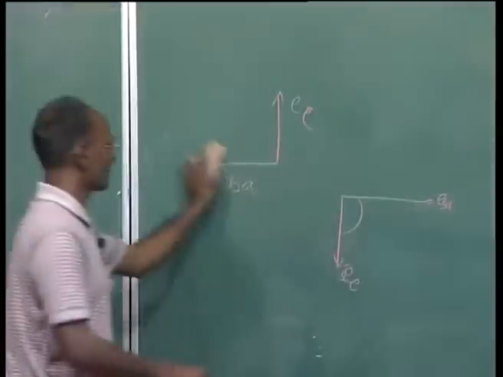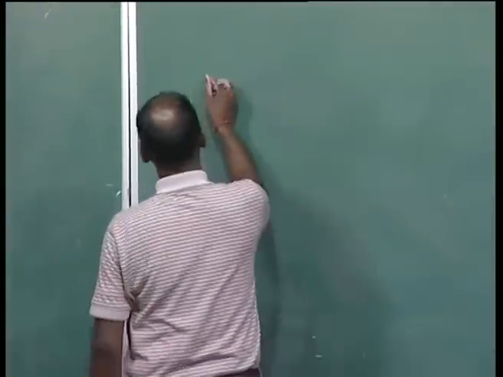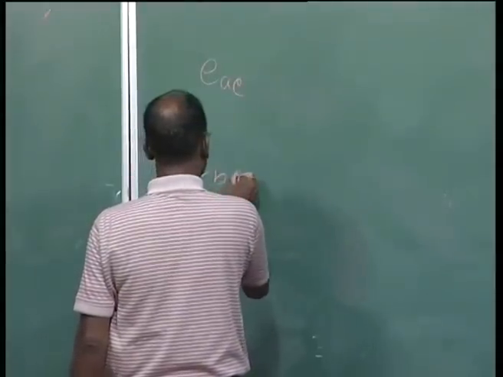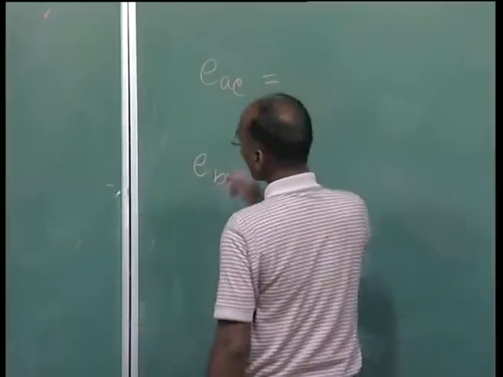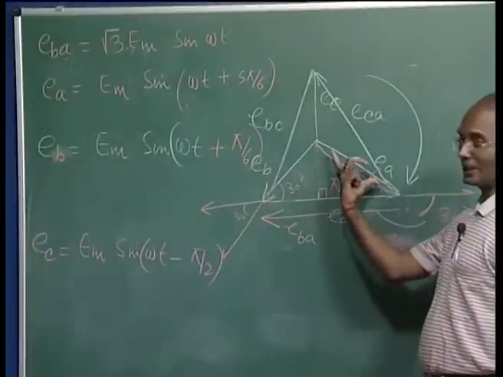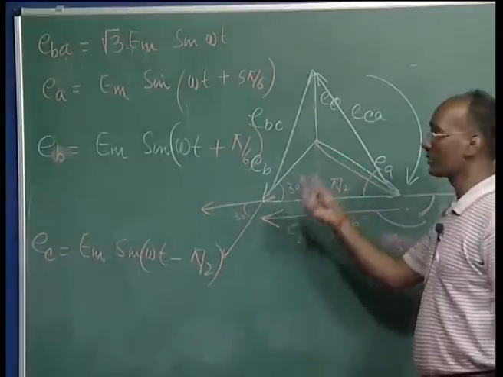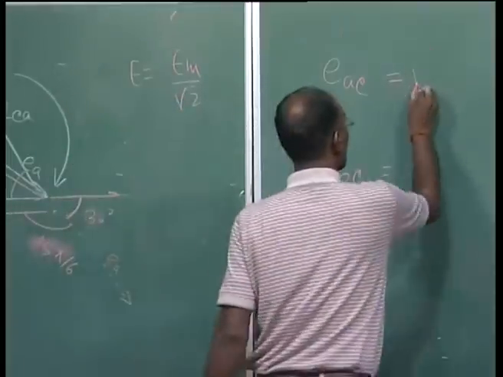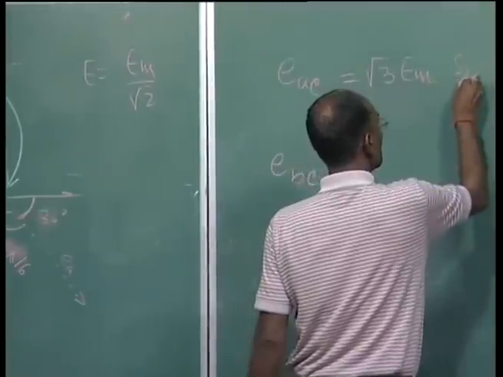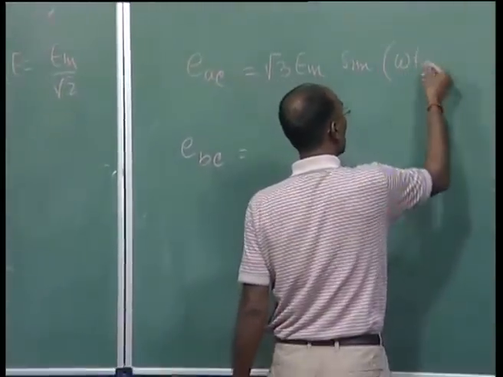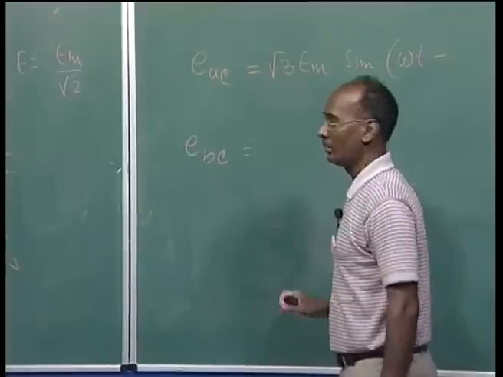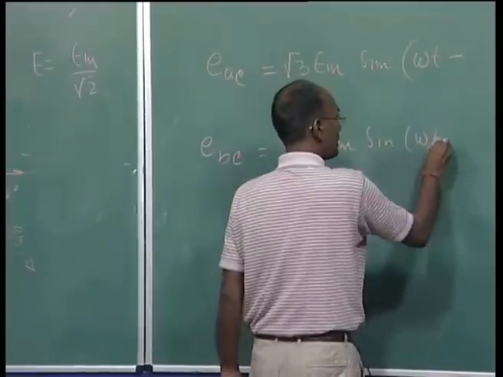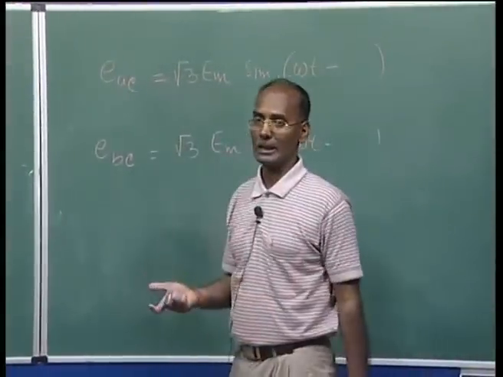Similarly, we can write for the other line to line voltages, means I want EAC, I want EBC. So, no doubt the phase voltage is Em, the peak magnitude, and the RMS is Em by under root 2. So, here it will be under root 3 times Em sin omega t. Now, only we have to find whether the phase angle is plus or minus. Similarly, I can write here under root 3 Em sin omega t, we have to find the plus or minus, whether the angle is leading or lagging.